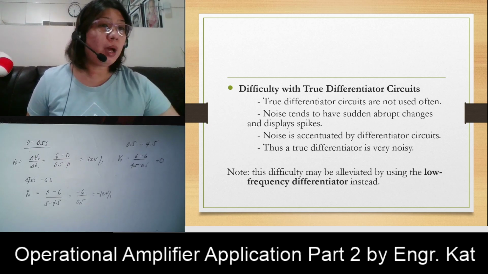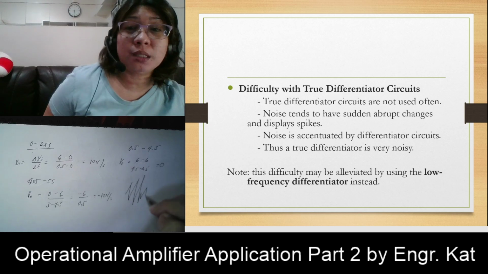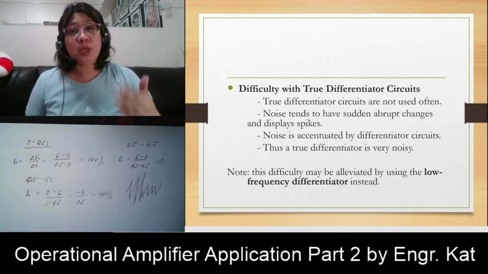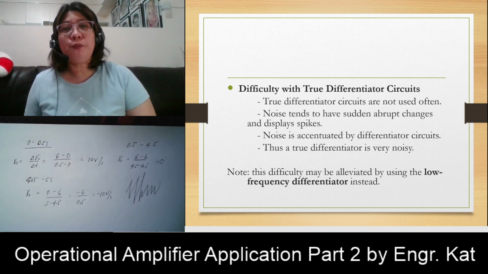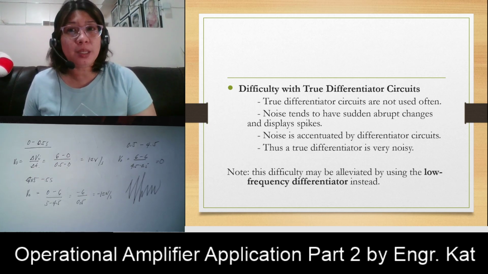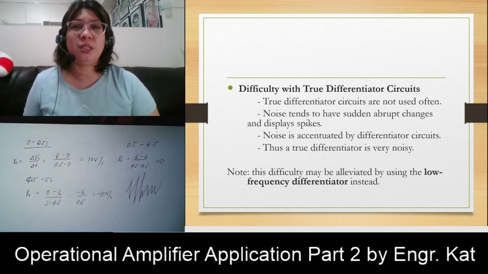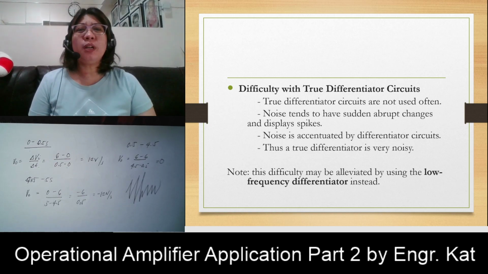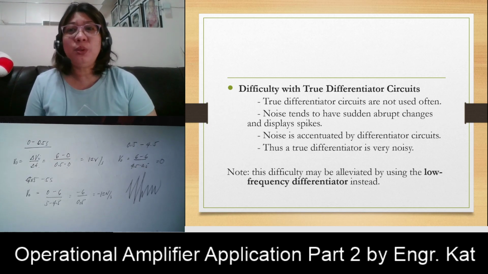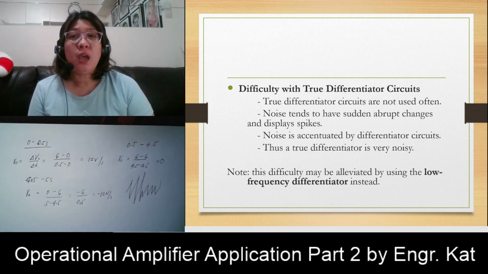So how do we represent noise? Noise is represented as spikes, changing spikes like this one. So that means since noise is changing, your true differentiator circuit might be confused that your noise is your actual input signal, because the signal for noise is changing. So for a true differentiator circuit, noise is accentuated. Thus, a true differentiator circuit is very noisy. So we don't want that type of amplifier circuit.